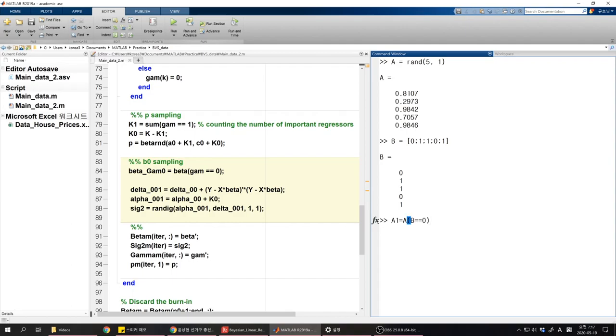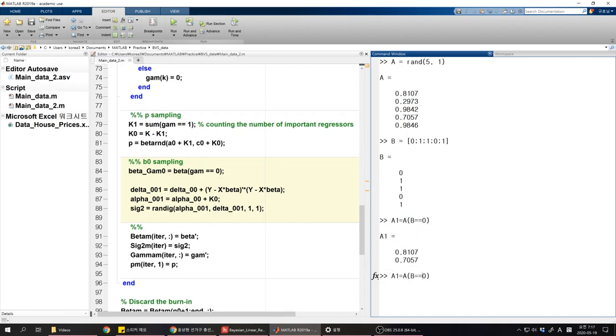Let's take a look here. B equals 0. What values are zeros here? The first one and the fourth one, right? So this is a vector of 1 and 4. Now we have the first element of A and the fourth element of A.